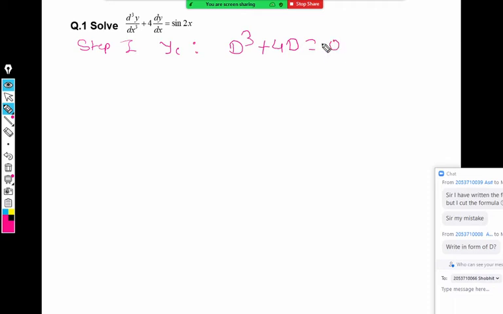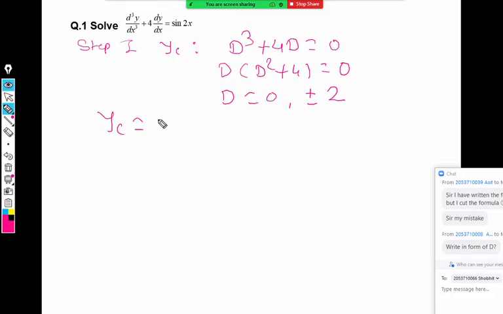It is written in the form of d, correct. D cube plus 4d, we write the auxiliary equation only. So d is common: d square plus 4. So d is equal to 0, plus or minus 4, minus 2. So tell me YC then. Tell me the complementary solution.